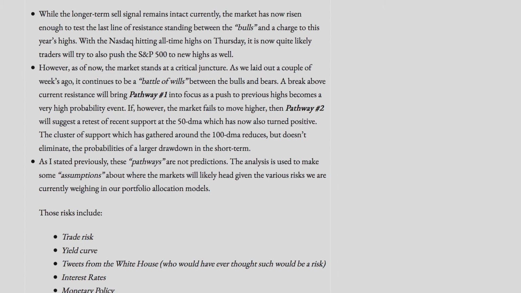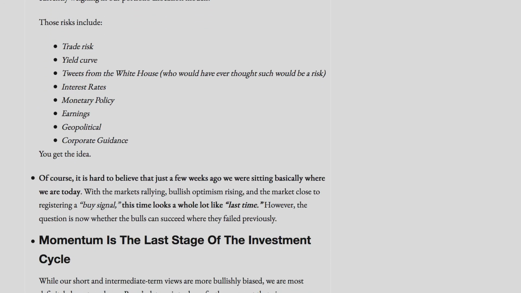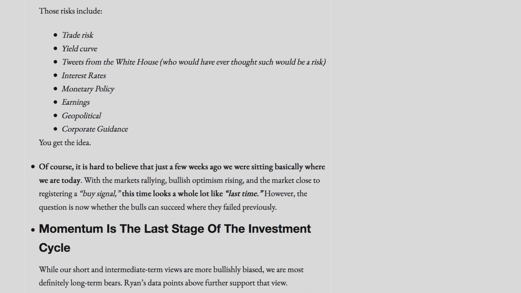As I stated previously, these pathways are not predictions. The analysis is used to make some assumptions about where the markets will likely head, given the various risks we are currently weighing in our portfolio allocation models. Those risks include trade risk, yield curve, tweets from the White House, interest rates, monetary policy, earnings, geopolitical, corporate guidance. You get the idea. Of course, it is hard to believe that just a few weeks ago we were sitting basically where we are today.